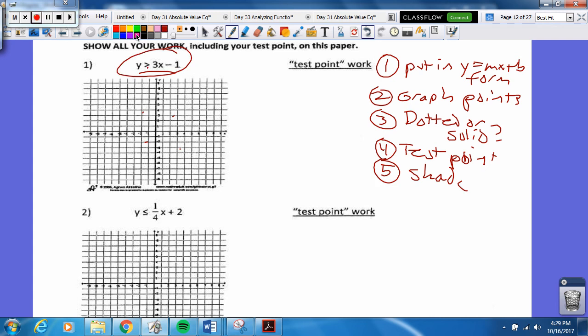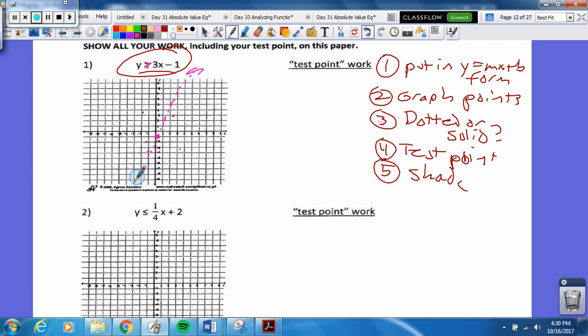So I'm going to graph points. We got negative 1 here. Put that down. Then 1, 2, 3 over 1, or I can go down 3 over 1 like that. Okay, so I graph the points. Step 3, dotted or solid. Well, it is greater than, it's not equal to, so I'm going to draw a dotted line connecting my dots.